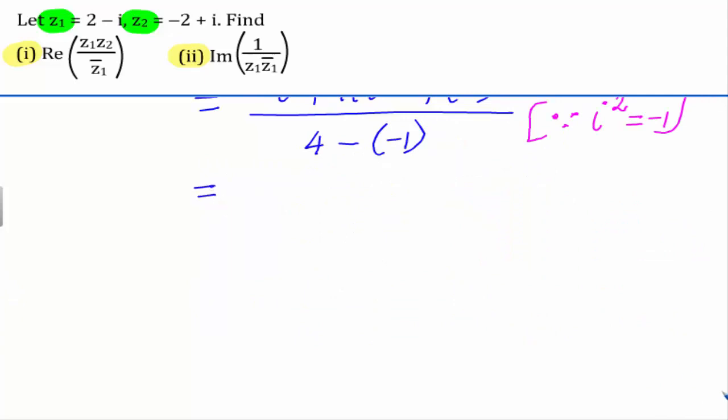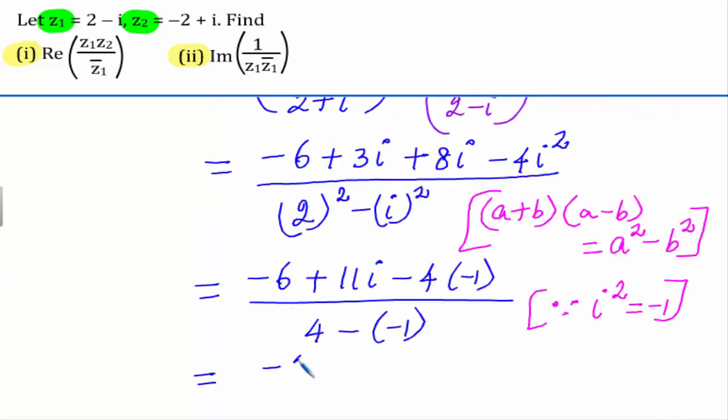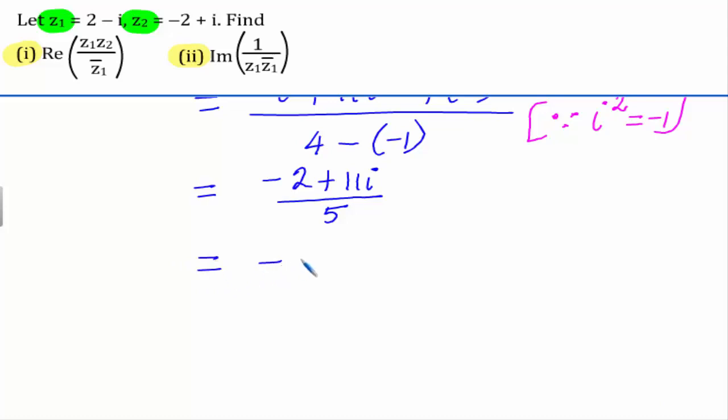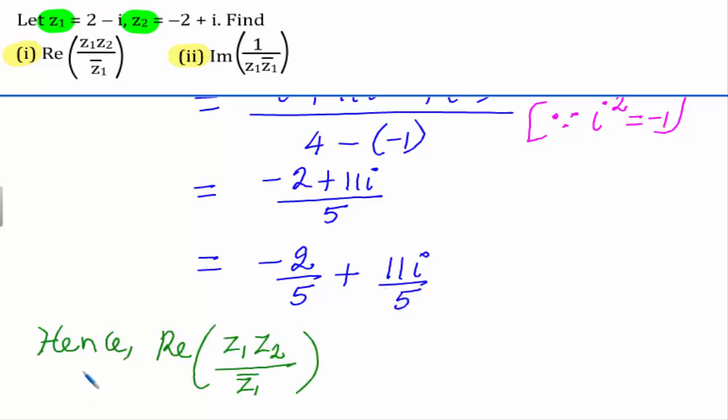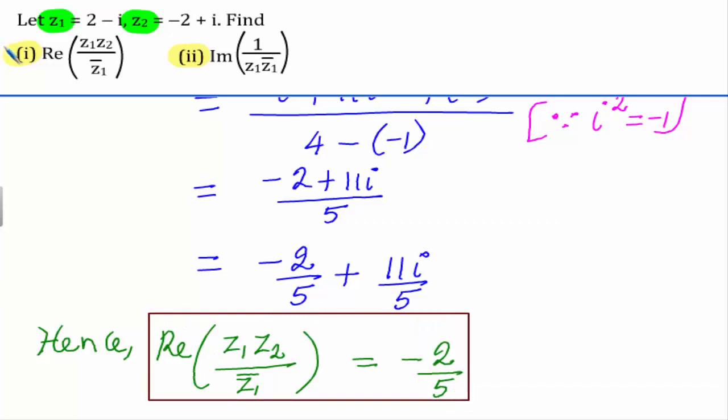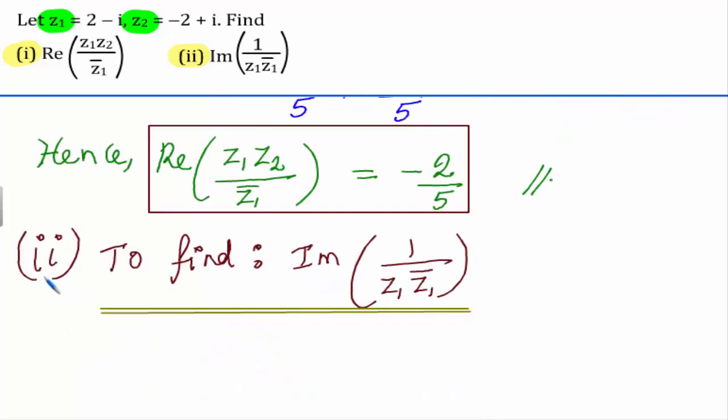This will further be equal to minus 2 plus 11i divided by 5. We can write this as minus 2 upon 5 plus 11i upon 5. Hence, the real part of Z1 Z2 divided by the conjugate of Z1 will be equal to minus 2 upon 5. This completes the first part of the problem. Let us move on to the second part of the problem.